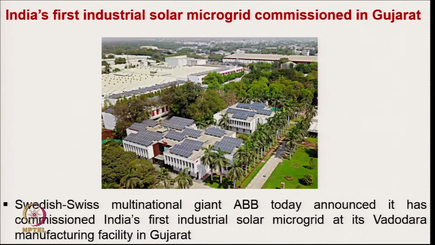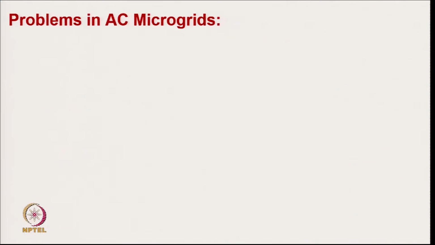India's first industrial solar microgrid was commissioned in Gujarat. The Swiss multinational giant ABB today announced it commissioned India's first industrial solar microgrid at its Vadodara manufacturing facility in Gujarat.